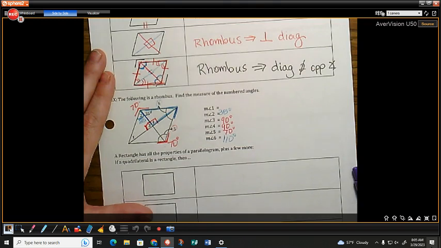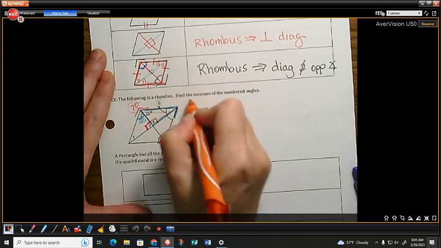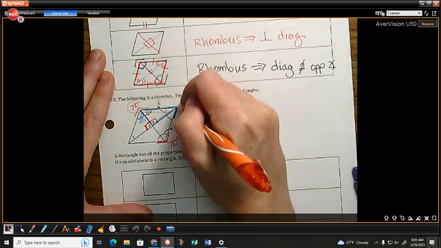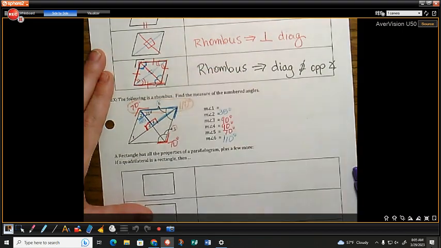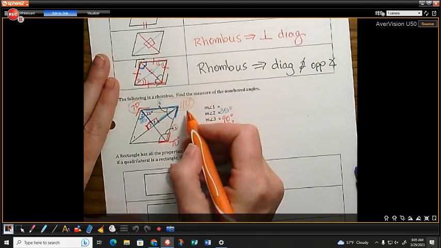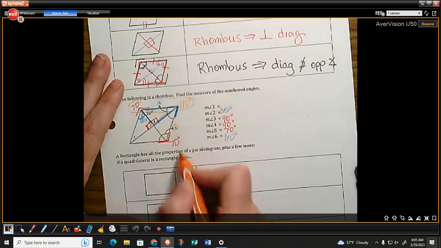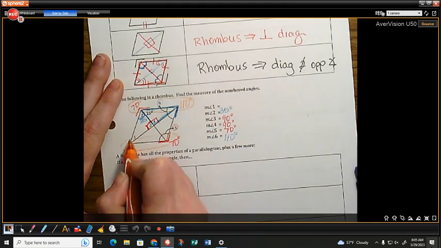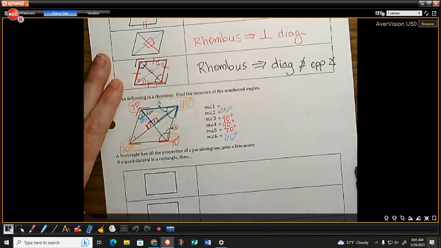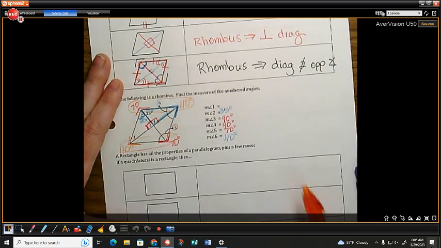What was one of the properties of a rhombus about its angles? It wasn't just opposite angles, was it? The consecutive angles had to be supplementary. So that also makes it 110. Oh, but wait! If consecutive angles are supplementary, how big is this big angle down here? 110.